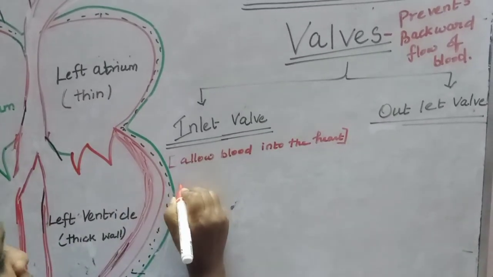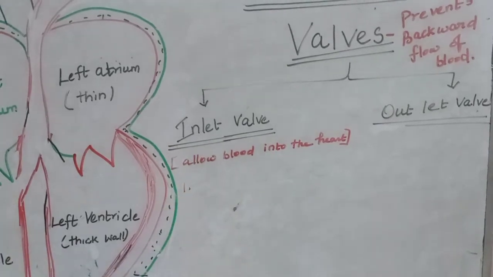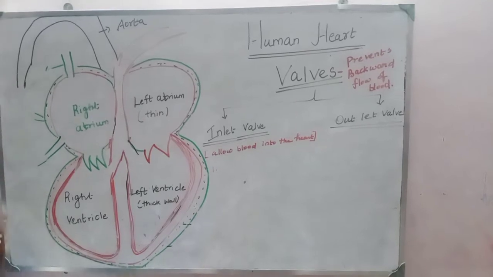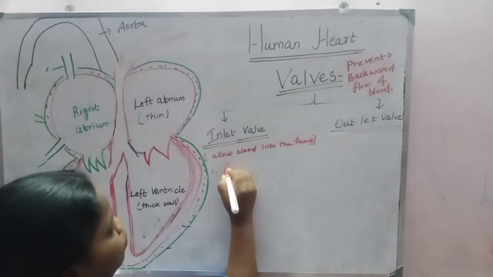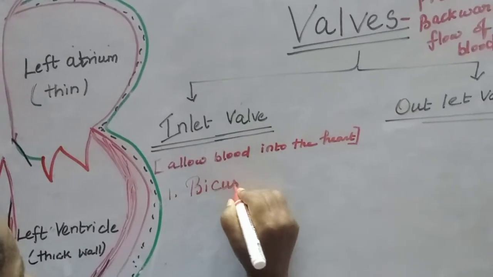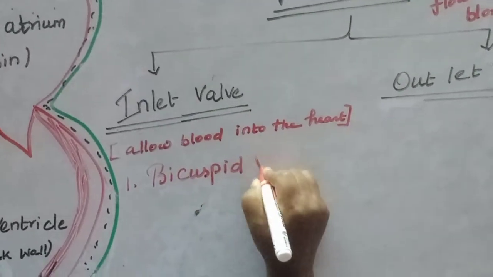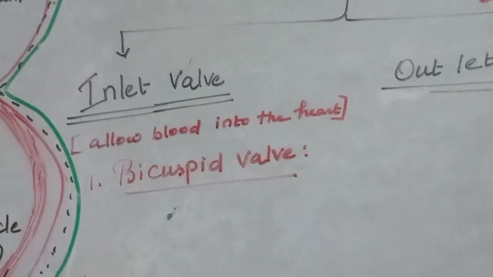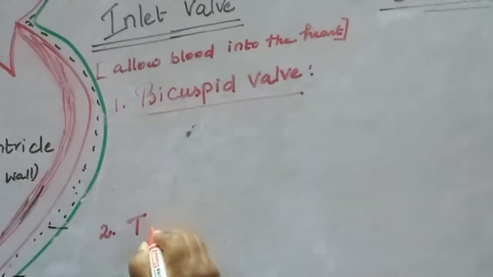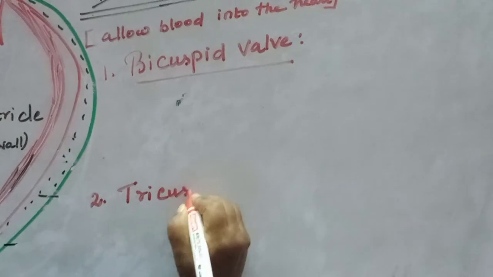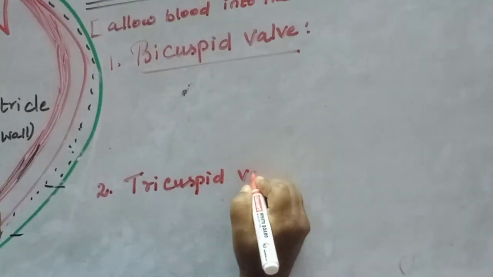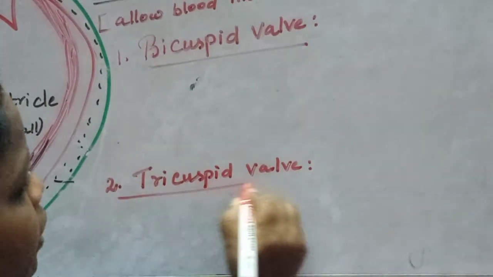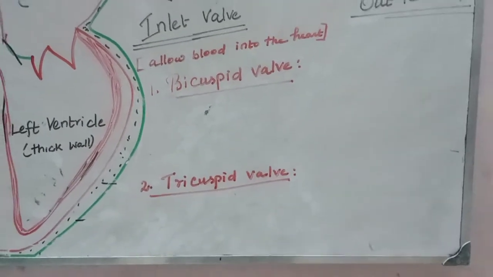So there are two inlet valves. Number one is called the bicuspid valve. The bicuspid valve. Number two is called the tricuspid valve. So these two valves are called inlet valves because they allow the blood inside into the heart.